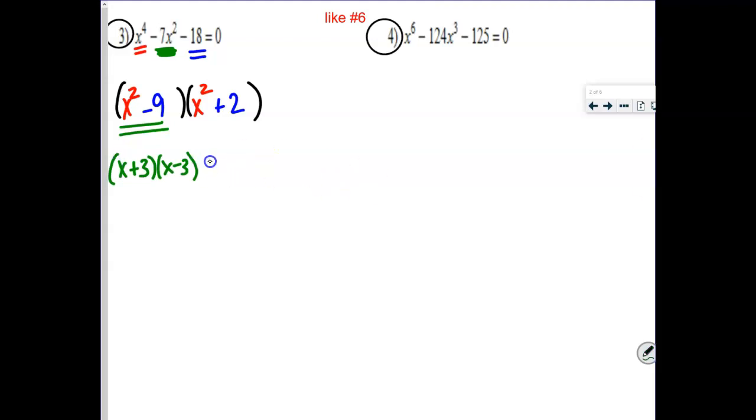And then the x squared plus 2 is the sum, which means it won't factor again because the squared pattern for sums, does anybody know how it does factor? We don't talk about it because it's imaginary. You have to use i's in order to factor that one.